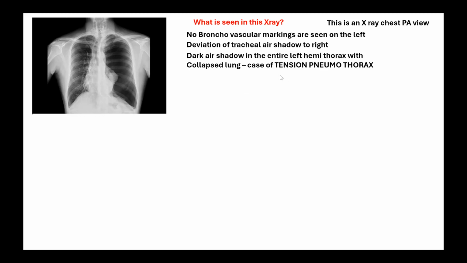Why do you say tension pneumothorax? Because of this axial deviation. Okay. Whereas in the normal small pneumothorax, trachea will be in the midline. It will not be shifted. Okay? And this collapse will be only partial. It will not be so close to the mediastinum.